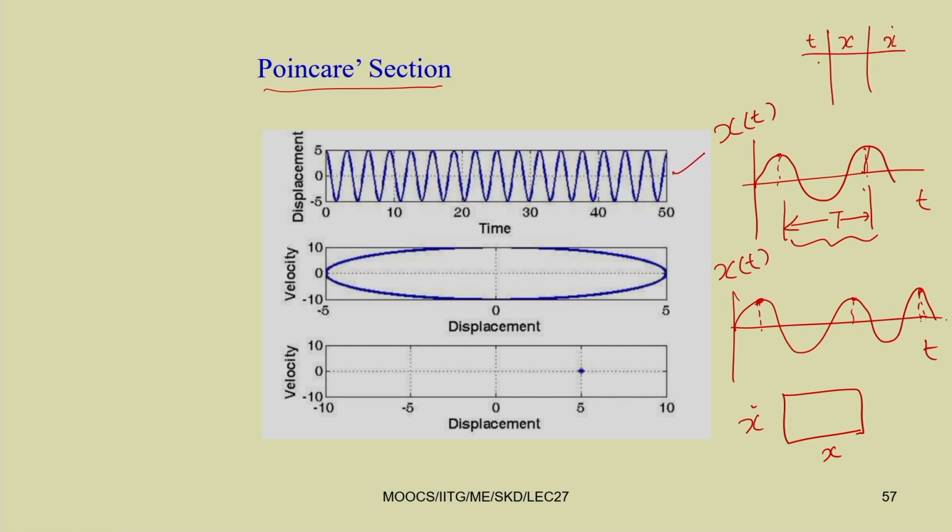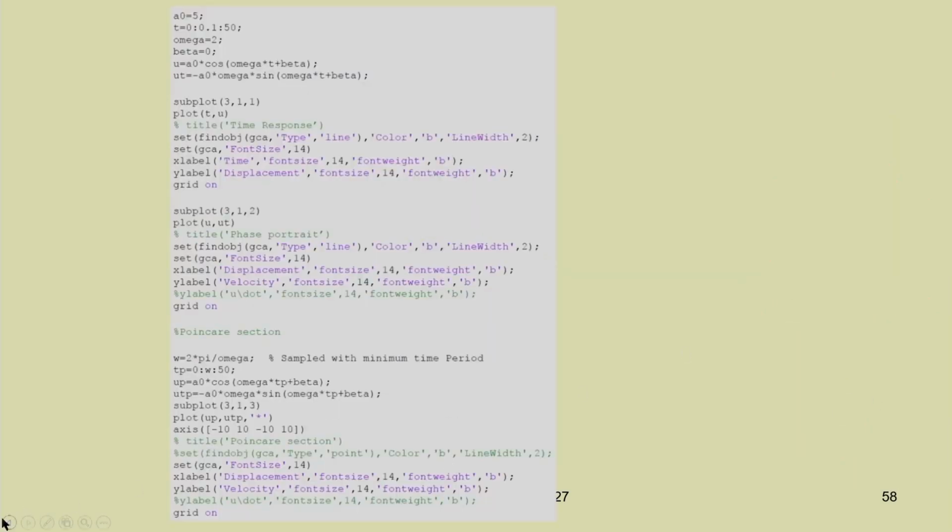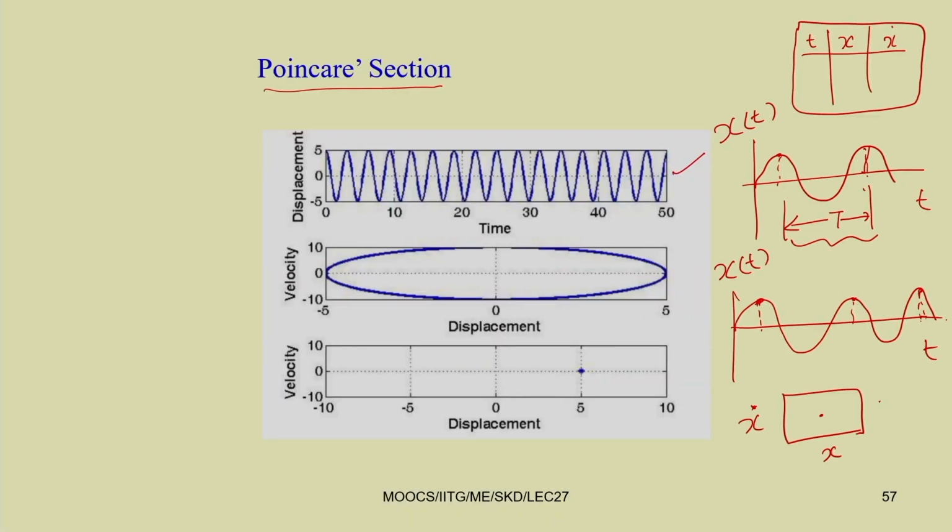Let's say you have taken 1000 time points. In that case, this will contain 3000 points. Instead of storing these 3000 points, if you plot only x versus x dot, everywhere you are getting the same single point. So for a periodic response you get a single point. This is the Poincare section of this time response or the phase portrait.